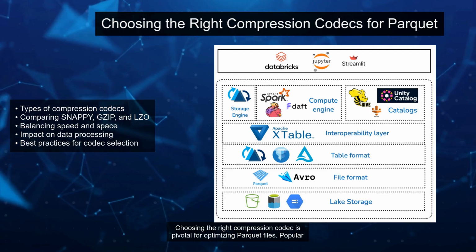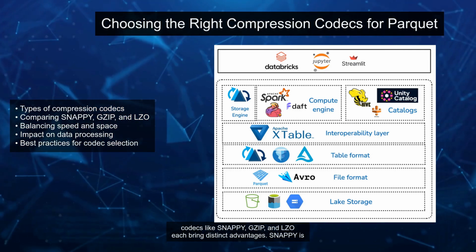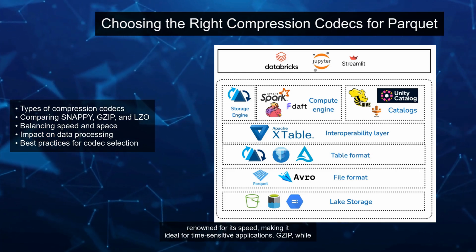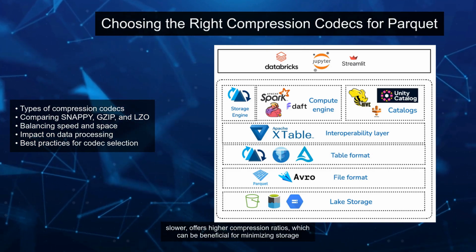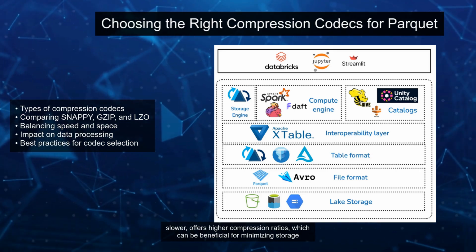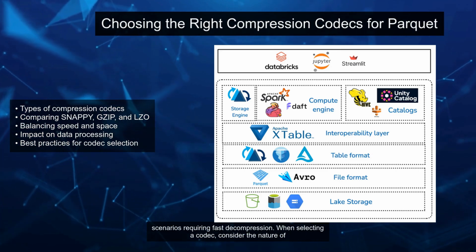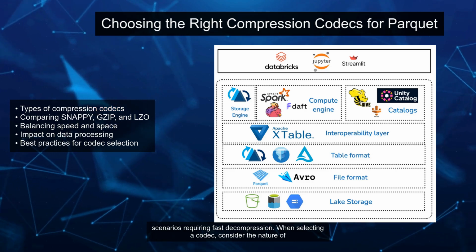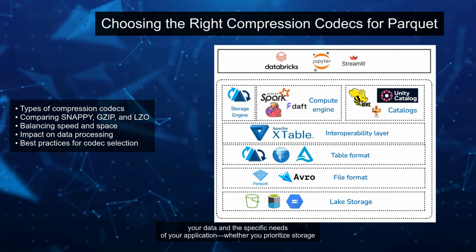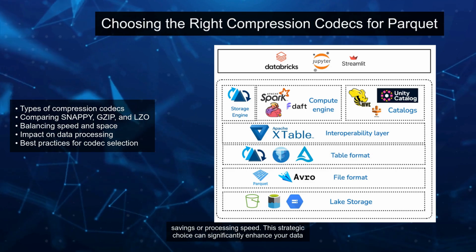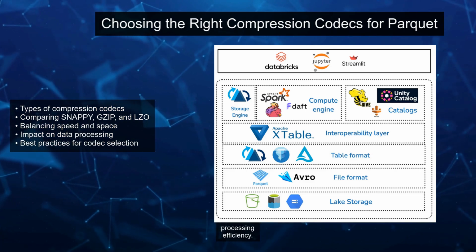Choosing the right compression codec is pivotal for optimizing Parquet files. Popular codecs like Snappy, Zip, and LZO each bring distinct advantages. Snappy is renowned for its speed, making it ideal for time-sensitive applications. Zip, while slower, offers higher compression ratios, which can be beneficial for minimizing storage costs. LZO strikes a balance between speed and compression, often used in scenarios requiring fast decompression. When selecting a codec, consider the nature of your data and the specific needs of your application, whether you prioritize storage savings or processing speed. This strategic choice can significantly enhance your data processing efficiency.